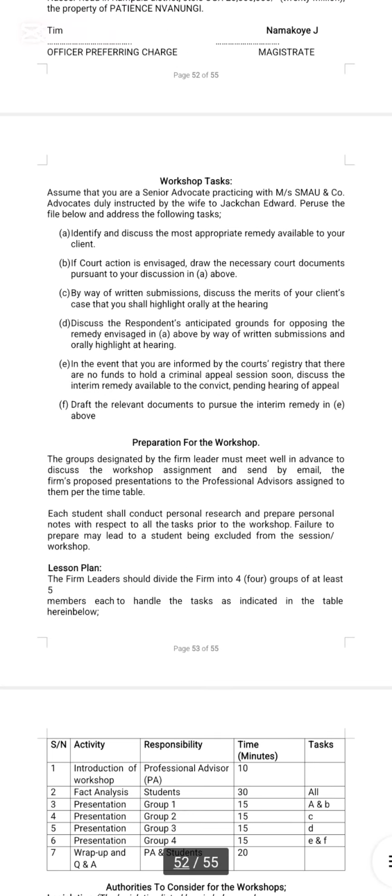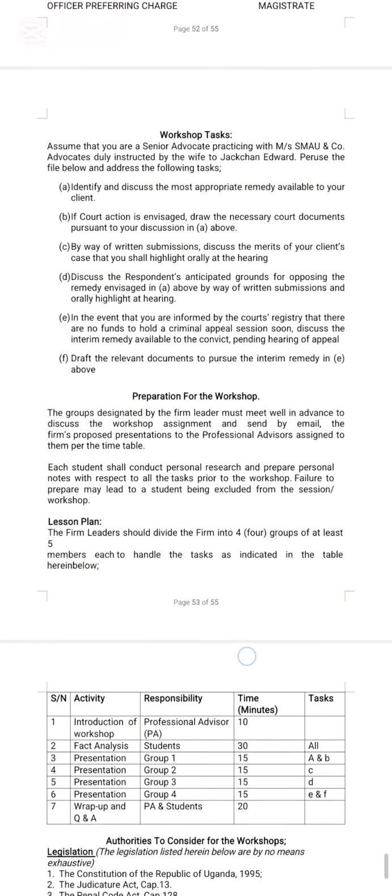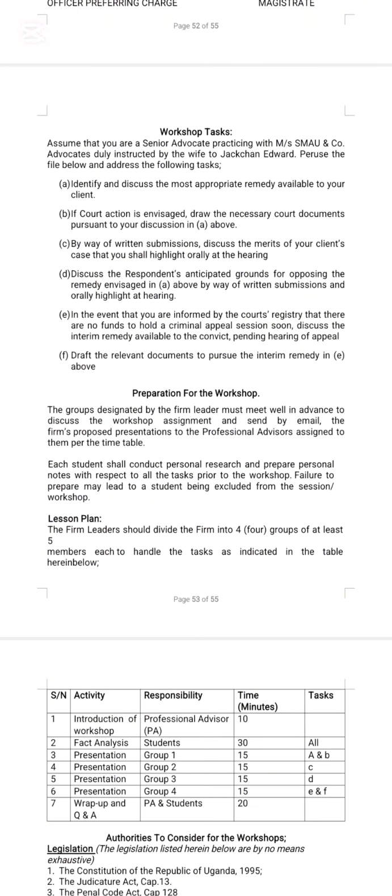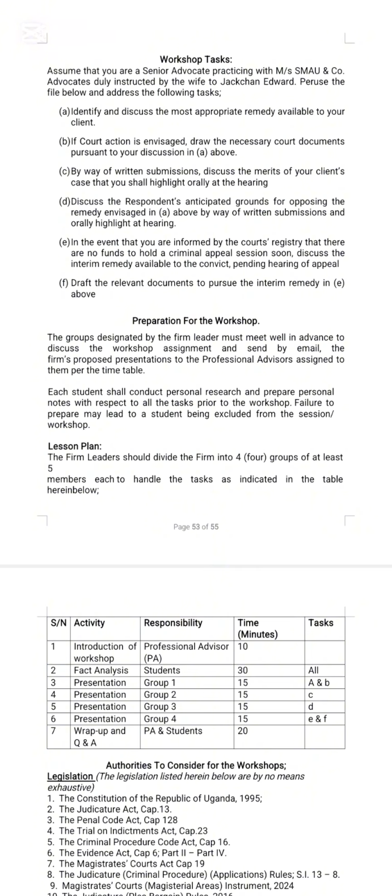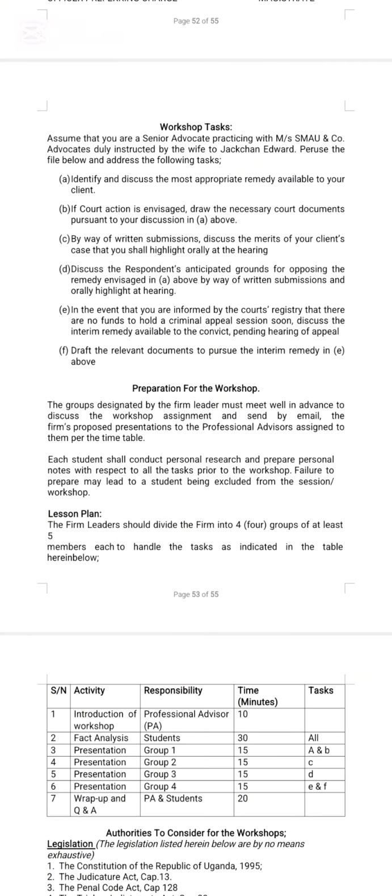So workshop tasks: identify and discuss the most appropriate remedy available to your client. Here we shall be looking at second appeals. Court action is envisaged, draft the necessary court documents, notice of appeal and memorandum of appeal together with the grounds. But basically the grounds here, I shall be looking at: the appellate judge erred in law and fact when he basically upheld the conviction of the trial court.